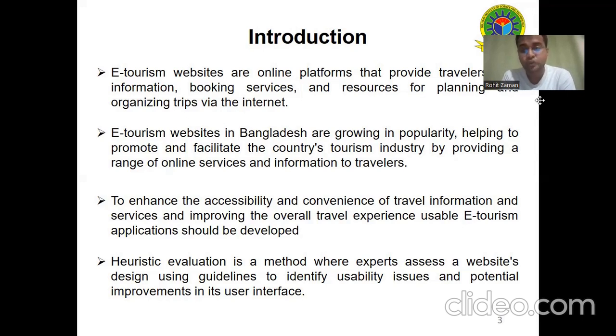Usable e-tourism applications should be developed. Heuristic evaluation is a method where experts assess websites using design guidelines to identify usability issues and potential improvements in the user interface.